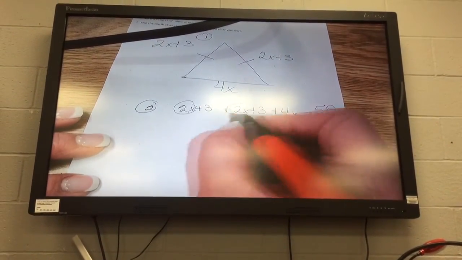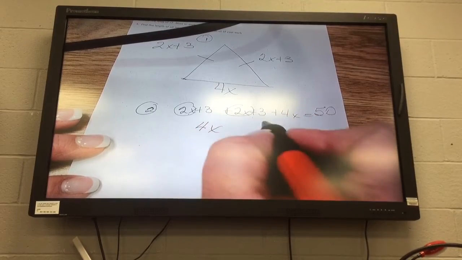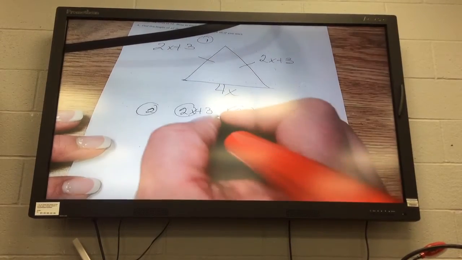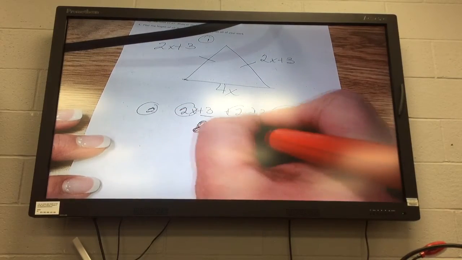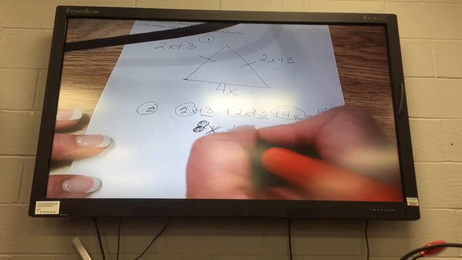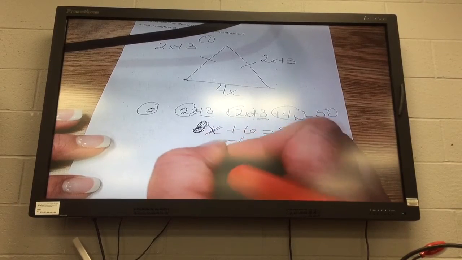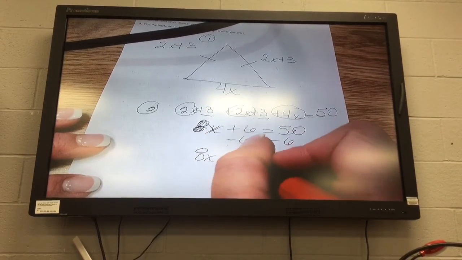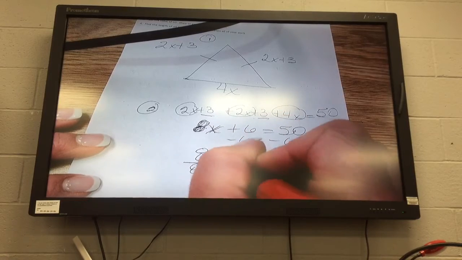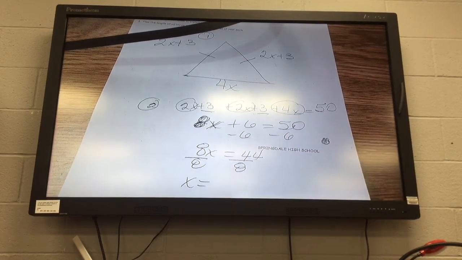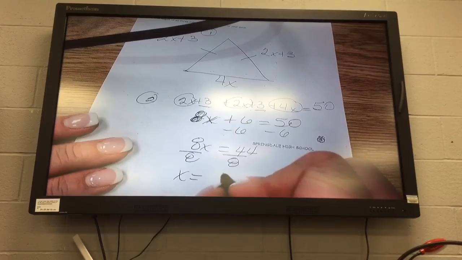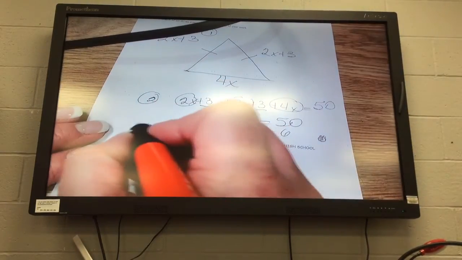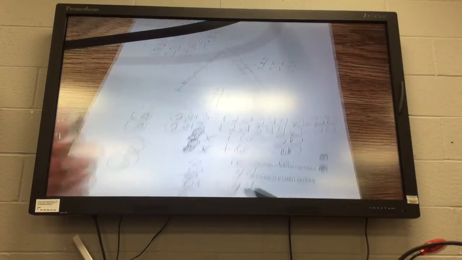So 2x and 2x give me 4x, and another 4x gives me a total of 8x's. And 3 and 3 give me 6 equals 50. And then I get 8x equals 50 minus 6 is 44. And somebody do that math for me. 44 divided by 8 is 5.5? Yep. 5.5. So number 3 says show your work. So that's number 3. I showed my work and I found x.